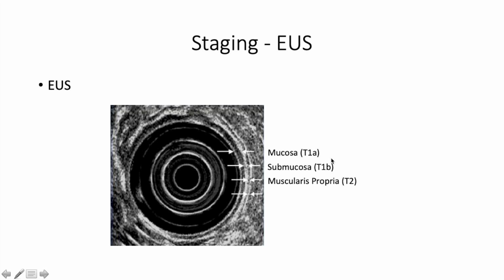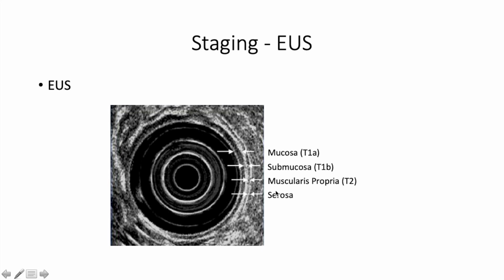Once you get to T1B, they can't be treated just endoscopically. They need a lymph node evaluation. Once you get to T2, they can't be treated with surgery alone. They need multimodal therapy. And then finally, the serosa is the last white band.